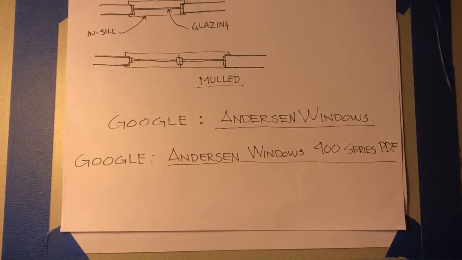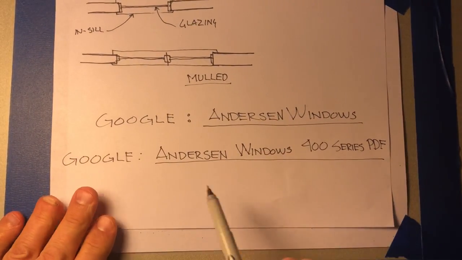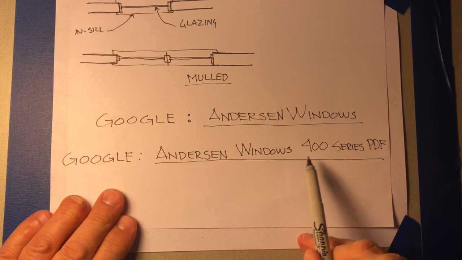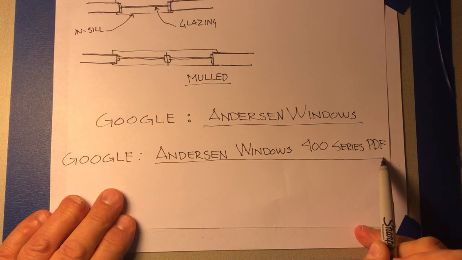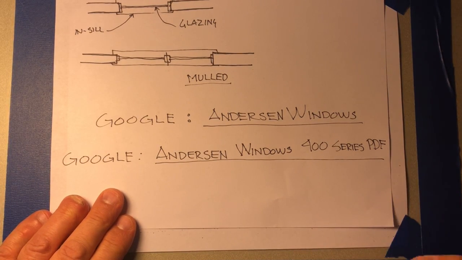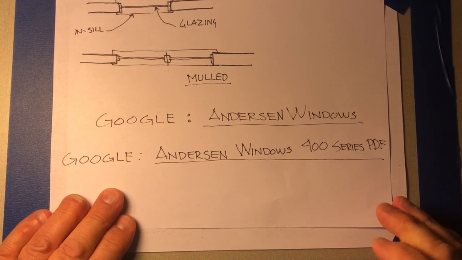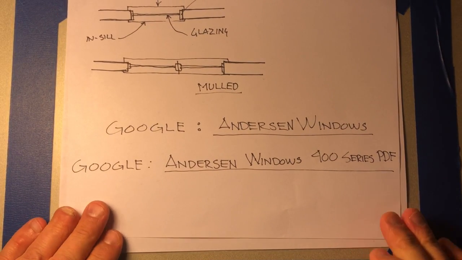Now, you can narrow your search and get to that much easier by doing a Google search for Andersen Windows 400 series PDF file, and then follow that by either awning or double hung or casement, the style that you're looking for. That's it for part 2.